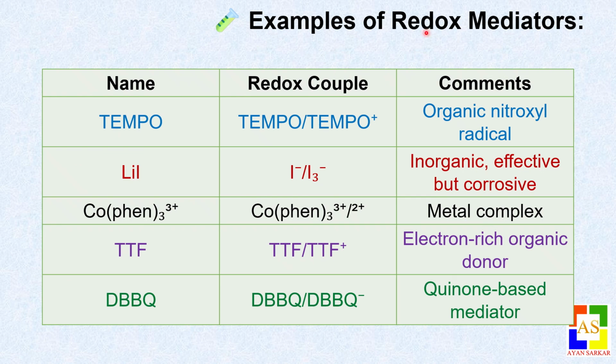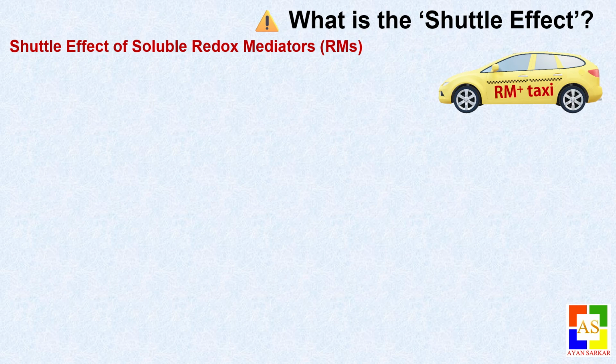Now there are some examples of redox mediators. You can check them, such as TEMPO, and this is the moiety which helps in redox mediation. We have lithium iodide, then this metal complex, TTF, DBBQ. These are all redox mediators, and I have just given some examples. You can check for other redox mediators as well.